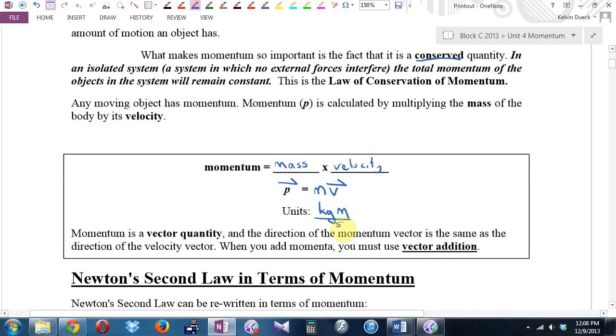Momentum, I wrote here, is a vector quantity, and the direction of the momentum vector is the same as the direction of the velocity vector. And here's what that means when you add momenta, which is the plural of momentum. When you add more than one momentum, you must use vector addition. How do we add two vectors together? Why, we draw them tip to tail, tip to tail. The most common mistake, Sam, is that kids get so used to conservation of energy, they think conservation of momentum, and they add the momentum like scalars. You cannot.